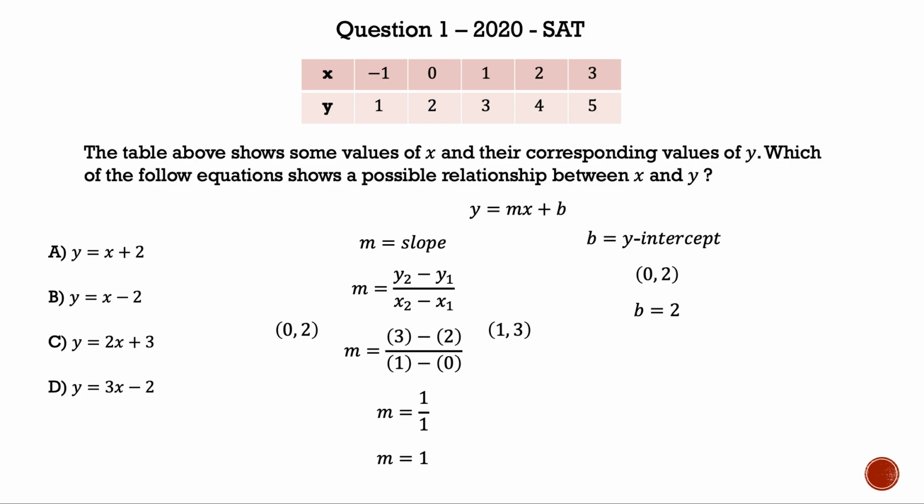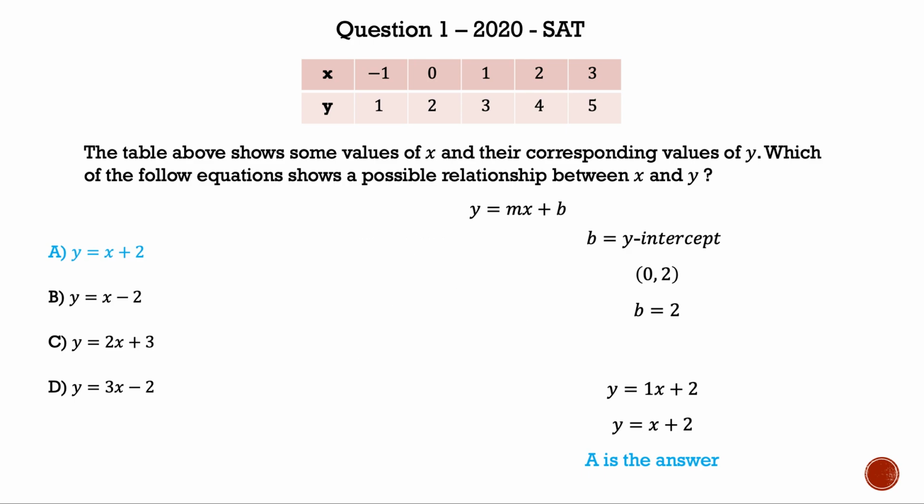Now that we have m and b, let's substitute 1 for m and 2 for b. So now we have y is equal to 1x plus 2, or we can just write y is equal to x plus 2. This means A is the answer. That is question 1 for section 3.